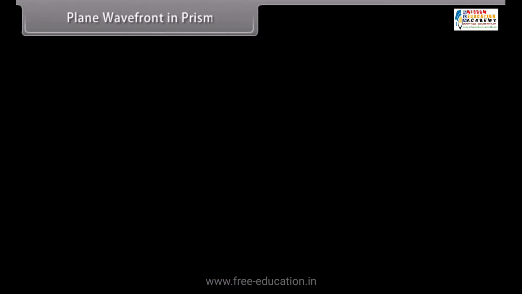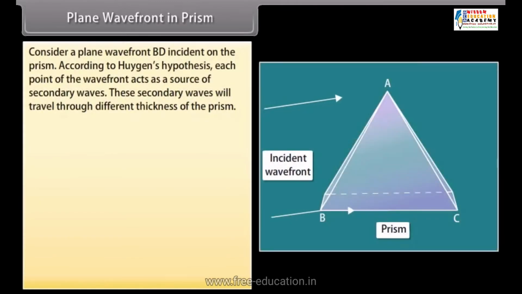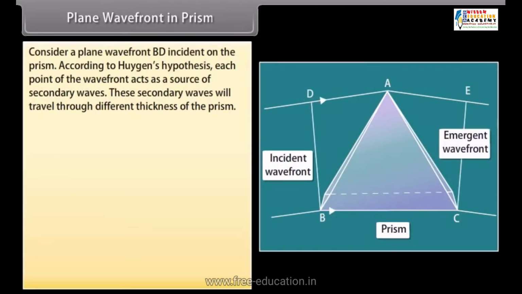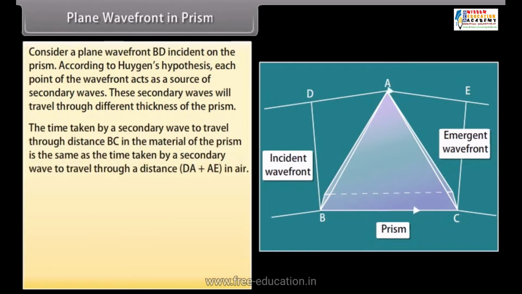Plane wavefront in prism. Consider a plane wavefront BD incident on the prism. According to Huygens' hypothesis, each point of the wavefront acts as a source of secondary waves. These secondary waves will travel through different thicknesses of the prism. The time taken by a secondary wave to travel through distance BC in the material of the prism is the same as the time taken by a secondary wave to travel through a distance dA plus AE in air.